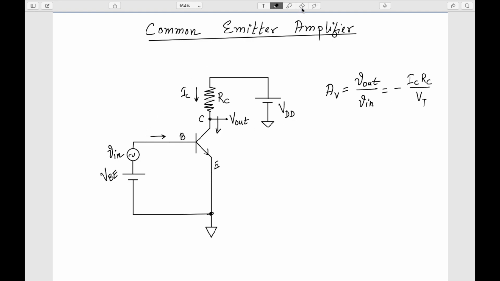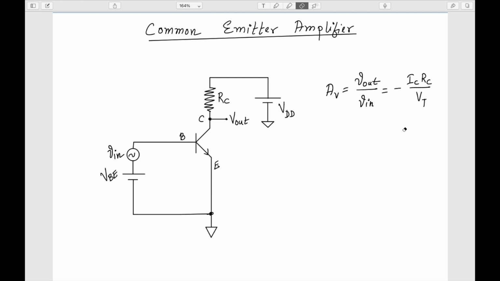But what is important is the phase shift, the 180-degree phase shift. That is fine, that's not an issue in an amplifier. What is more important is the magnitude. So this negative term will just shift the phase by 180 degrees, but the magnitude is the most important factor. Okay, so now let's try to derive this same expression of the gain by using the small signal model analysis.